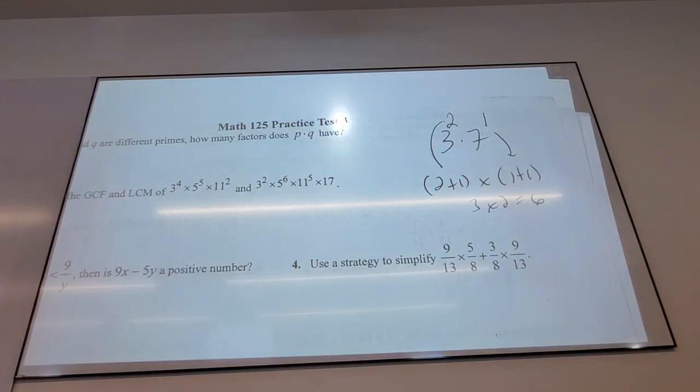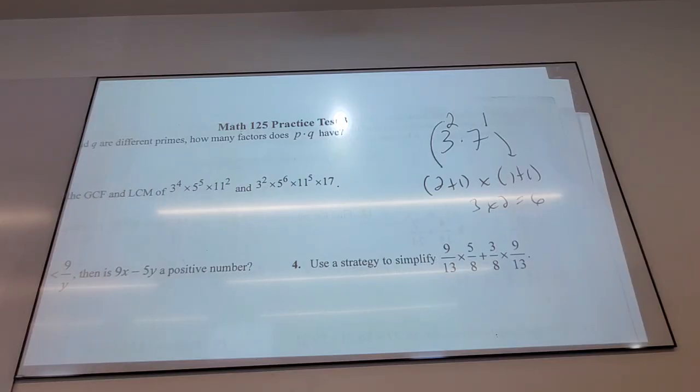9 times 3, what's 1 digit less than 3? 2. 2 plus what is 9? 7, so 27. 9 times 3 is 27. Alright. So that is how I can find out real quick.